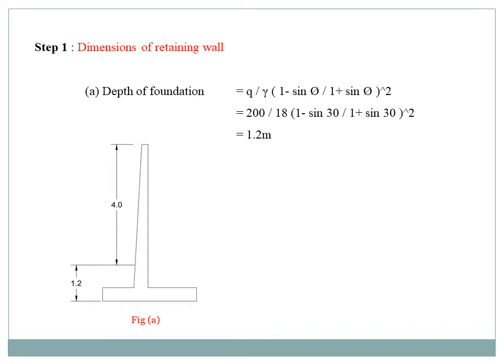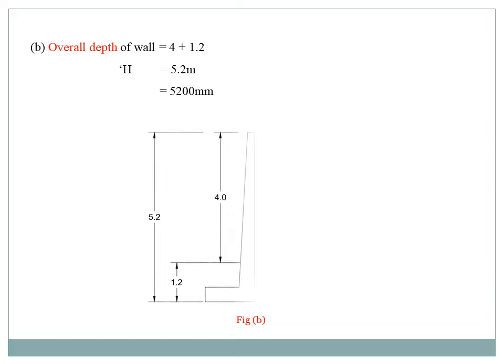So just mark the values in our diagram. Above ground level we know that it is 4 meter. Below ground level is the depth of foundation, that is 1.2 meter. The next one is the overall depth of wall. Overall depth of wall is equal to 4 plus 1.2. See the diagram, 1.2 meter is the depth of foundation and 4 meter is the above ground level. So add 4 plus 1.2, we get 5.2 meter. This is our overall depth of wall.